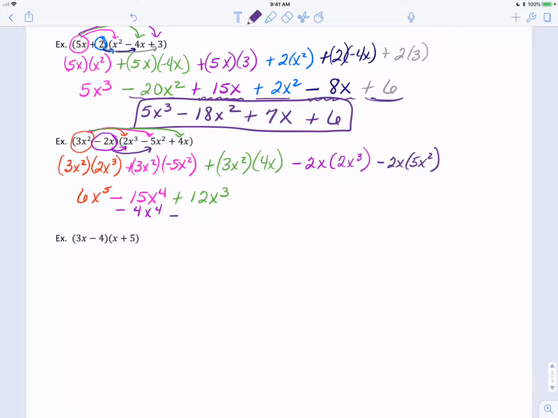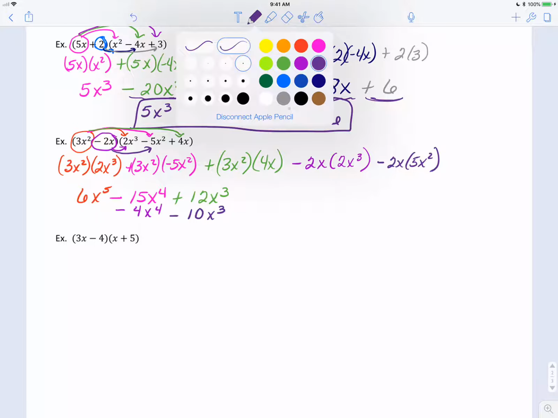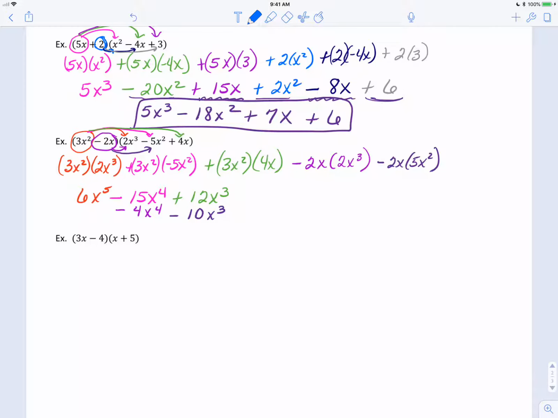And so that's going to be an x cubed term, so I'm going to line it up right there with my other x cubed. And then we have that -2x times the 4x. So we don't have any x squareds, so we'll just tag him on at the end there.